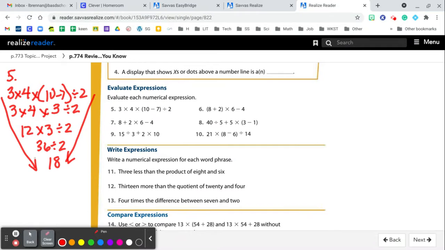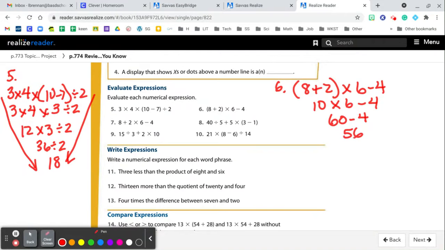Number 6, we have 8 plus 2 inside parentheses times 6 minus 4. We do inside parentheses first, so we have 10 times 6 minus 4. Multiply, divide from left to right, addition and subtraction. So we're going to do 60 minus 4, and our final answer is 56.